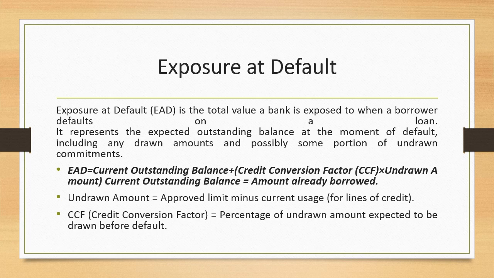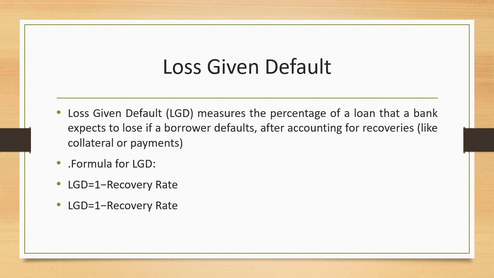Having learned exposure at default, we go to the next concept, which is called loss given default. So what is loss given default? It measures the percentage of a loan that a bank expects to lose if the borrower defaults. Every time there is a default, as we discussed earlier, there is not full loss. Some amount may be lost and the remaining amount may be recovered. So 1 minus recovery gives us loss given default. If recovery is 80%, loss given default is 20%. If recovery is 100%, then there is no loss given default.